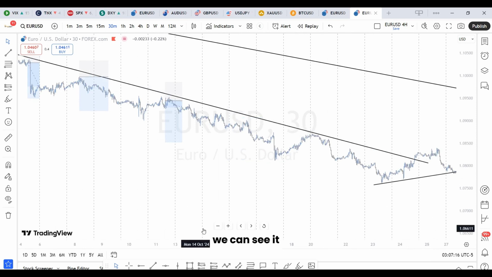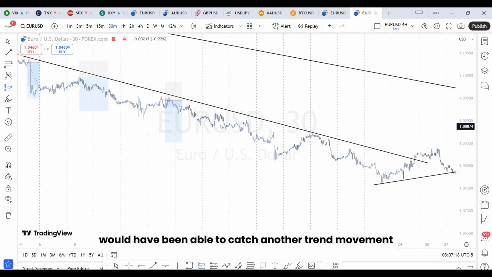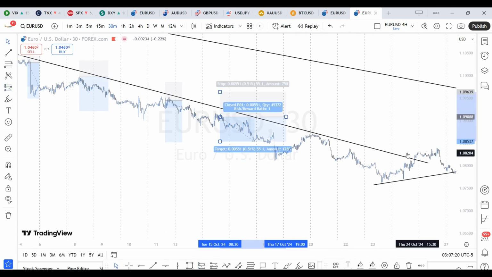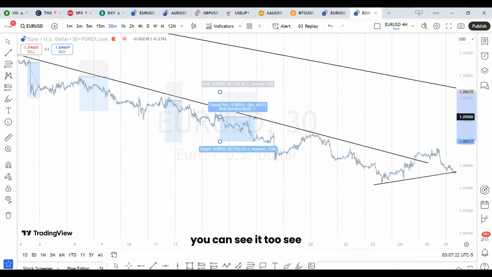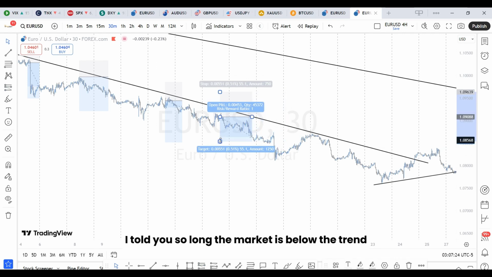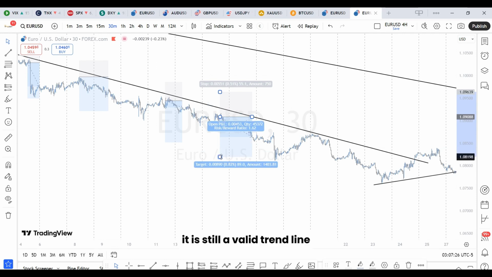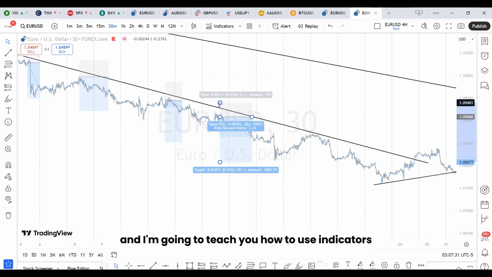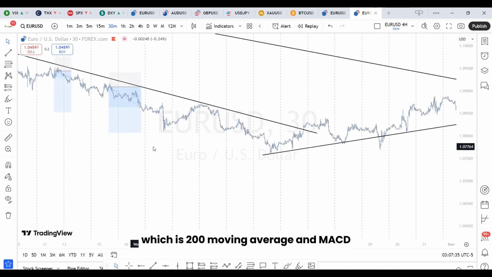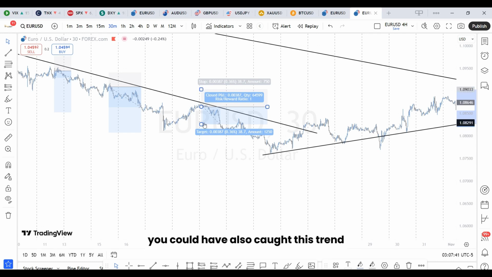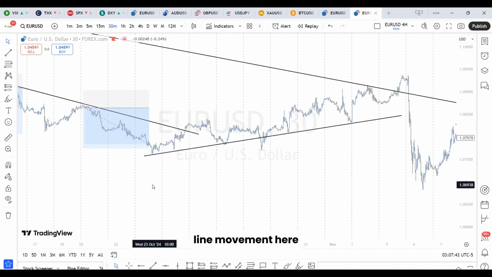You can see it. Would have been able to catch another trend movement around here too. Since I told you, so long the market is below the trend, it is still a valid trend line. And I'm going to teach you how to use indicators to catch movement like this, which is 200 moving average and MACD trading strategy. You could have also caught this trend line movement here.